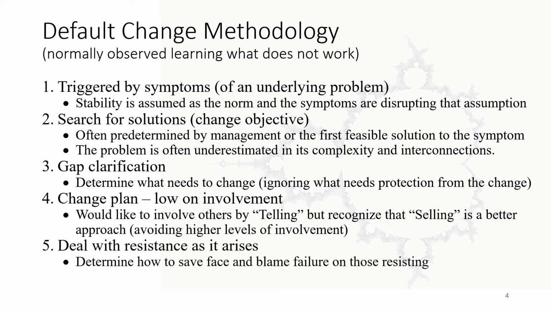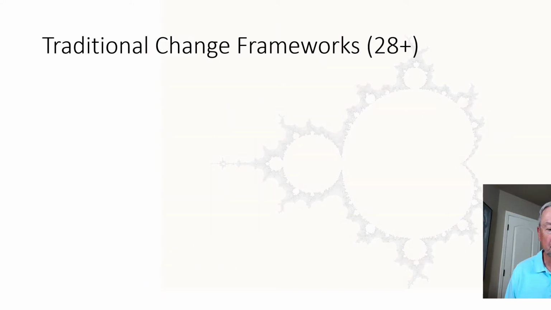Fifth then is resistance, which is really expected but not planned for. Often it's an excuse for failure, in which case the team that is planning the change can use resistance as an excuse for what they failed to do themselves. This is handled in detail in the change resistance set of lectures.